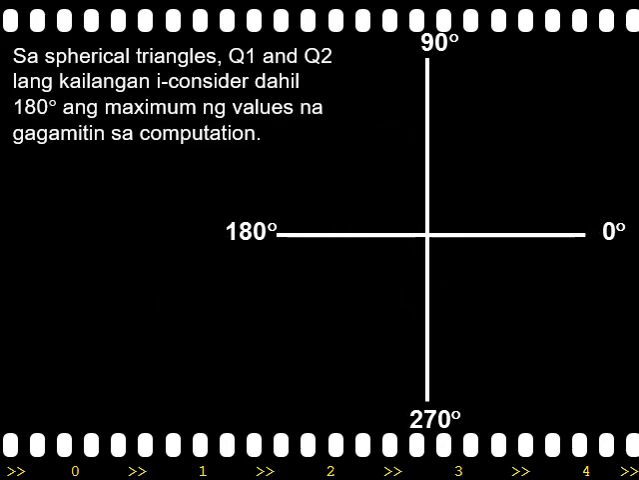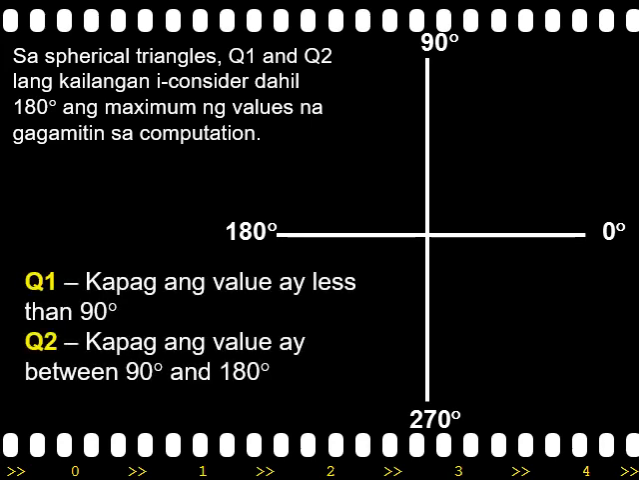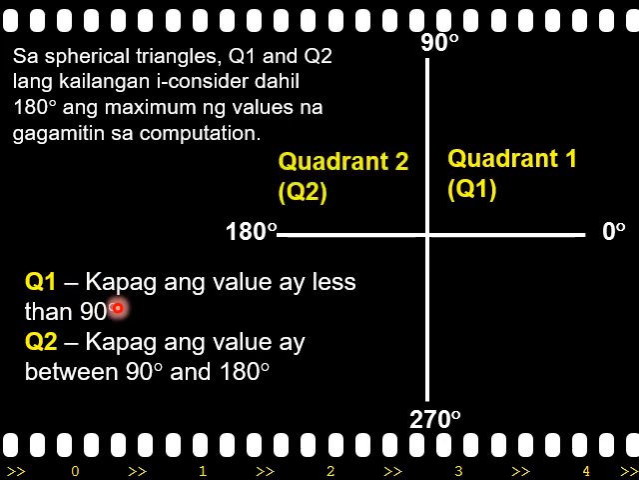Now, sa spherical triangles, like what I've said, kailangan nyo na i-consider yung Q1 and Q2. Bakit? Kasi nga, ang maximum values na given natin sa mga computation is only 180 degrees. Okay? So, again, Q1 kapag ang value ay less than 90 degrees and Q2 kapag ang value is between 90 and 180 degrees.